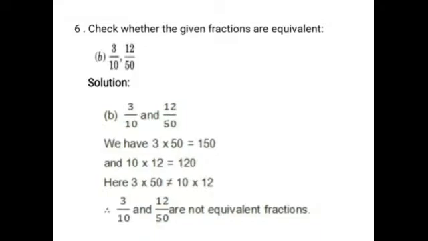See, check whether the given fractions are equivalent. Just cross multiply the numerator and denominator. 3 multiplied by 50 is equal to 150, whereas 10 multiplied by 12 is equal to 120. Here the values 150 and 120 are not equal, so the given fractions are not equivalent fractions.